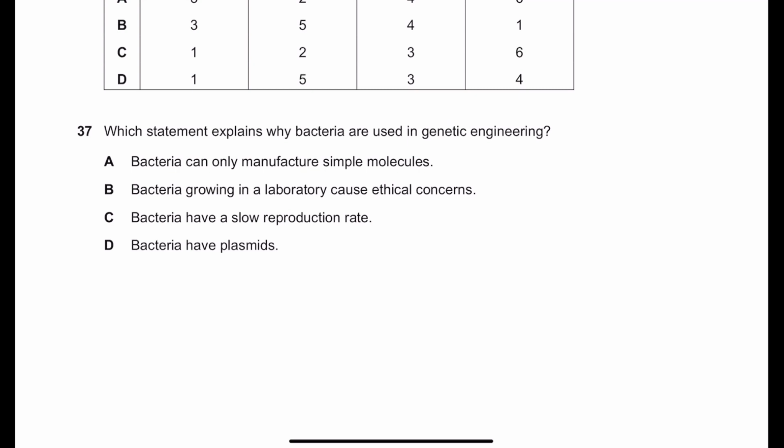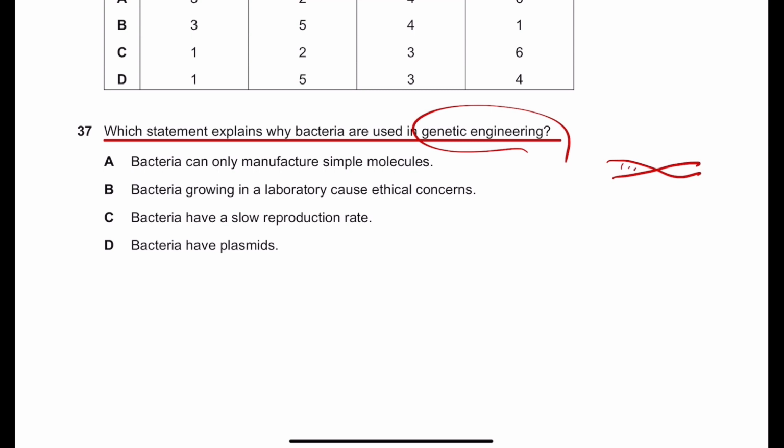Number 37. Which statement explains why bacteria are used in genetic engineering? So genetic engineering means taking a gene from one species and transferring it to another species. And bacteria are often used because they have what is called plasmids. So plasmids act as vectors.